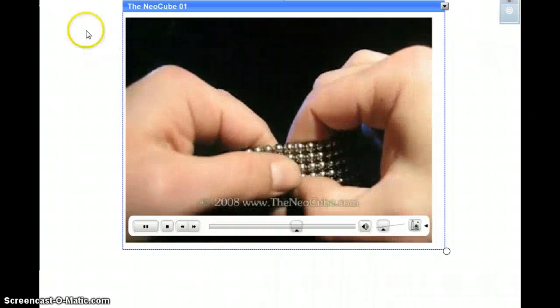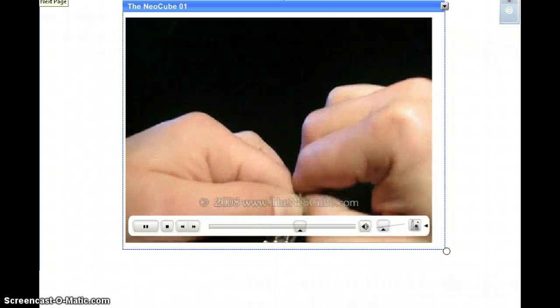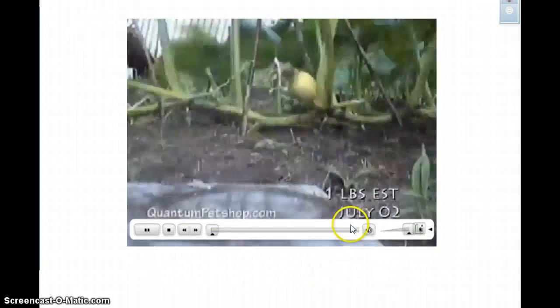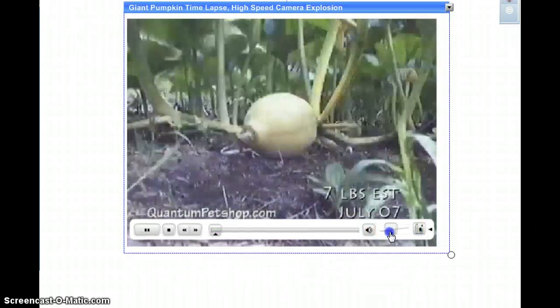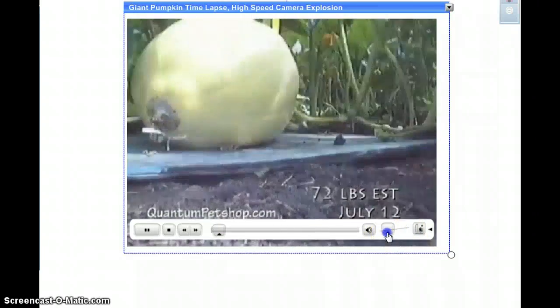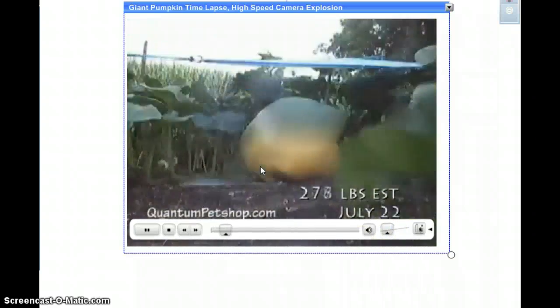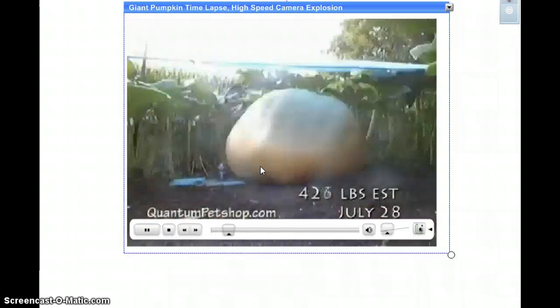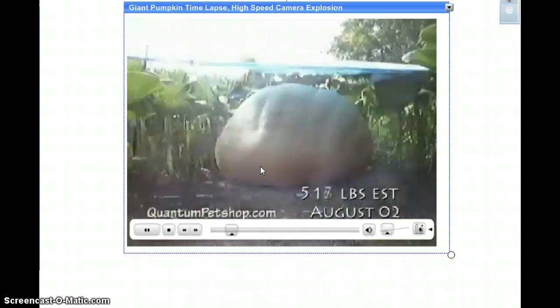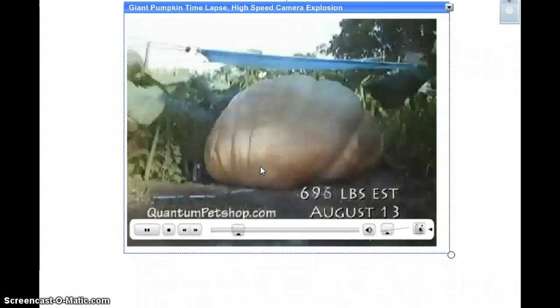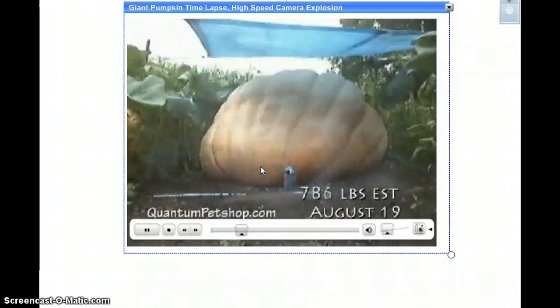Awesome. Alright, moving on. Next one is about the growth of a plant. Now, for the growth of a plant, we have to think about, where did all of this matter come from? It had to come from somewhere. So the amount of matter that's being added to this pumpkin is coming from the soil, the water, and any nutrients that are being added to it.